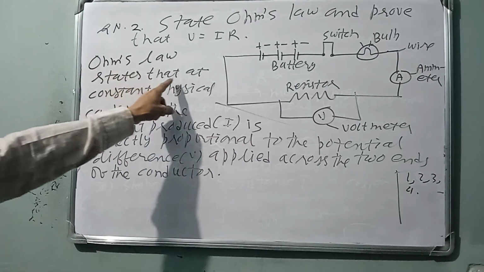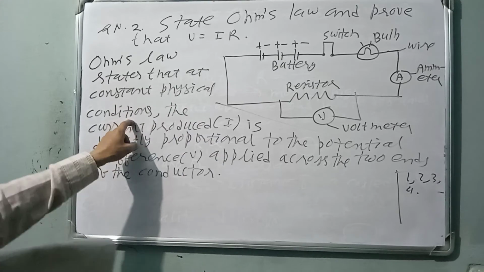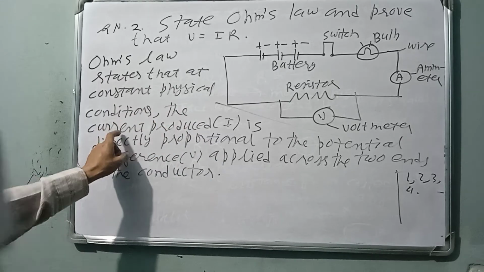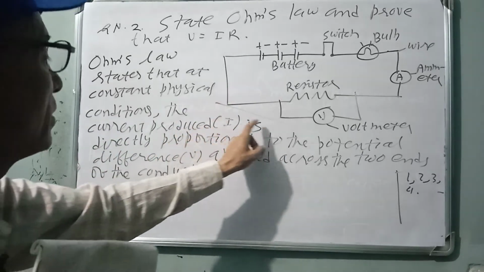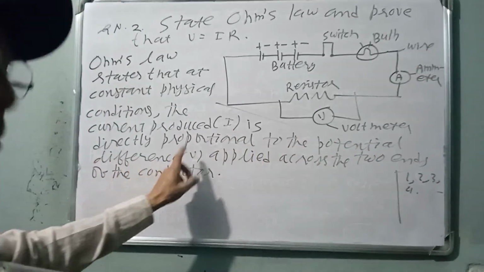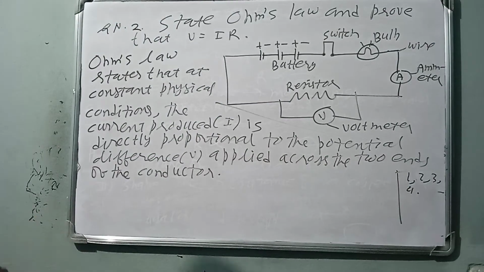Ohm's law states that at constant physical conditions, that means pressure, temperature, humidity, etc., the amount of current produced or induced, I, is directly proportional to the potential difference, V, applied across the two ends of the conductor.